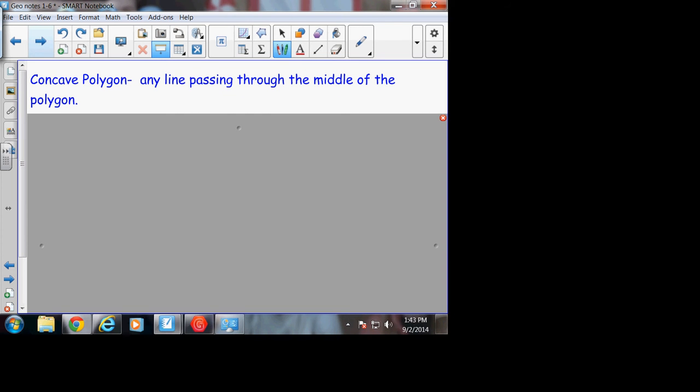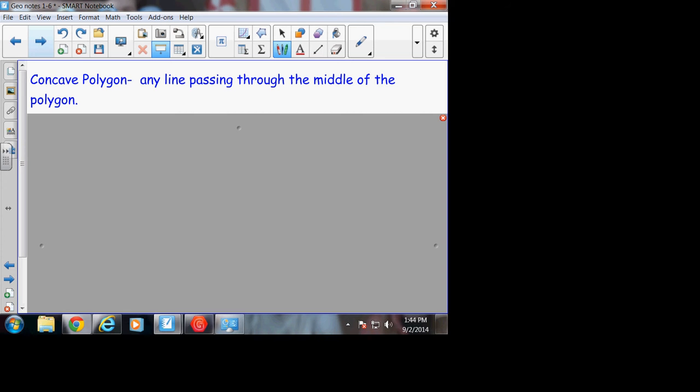All right, we have 2 types of polygons. The first one we're going to look at is concave. When I look at a concave polygon, I think of the word cave. I mean, if we have a mountain, a cave goes in. So if we have a polygon and somebody pushes in one of the sides, then it would be concave. When you push in a side, that makes a line pass through the middle of the polygon.